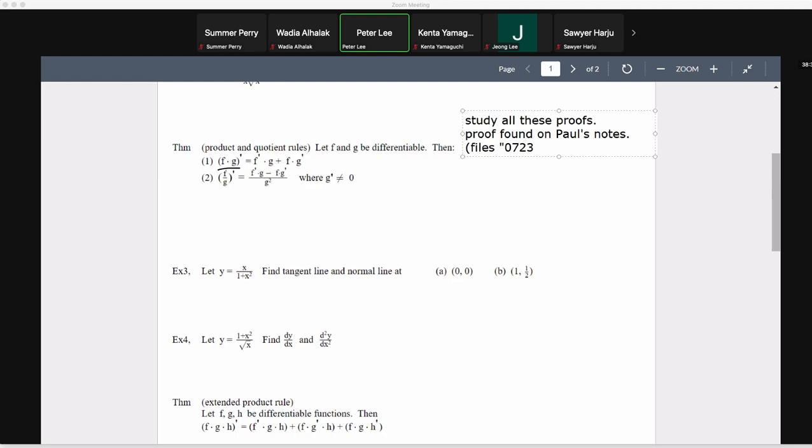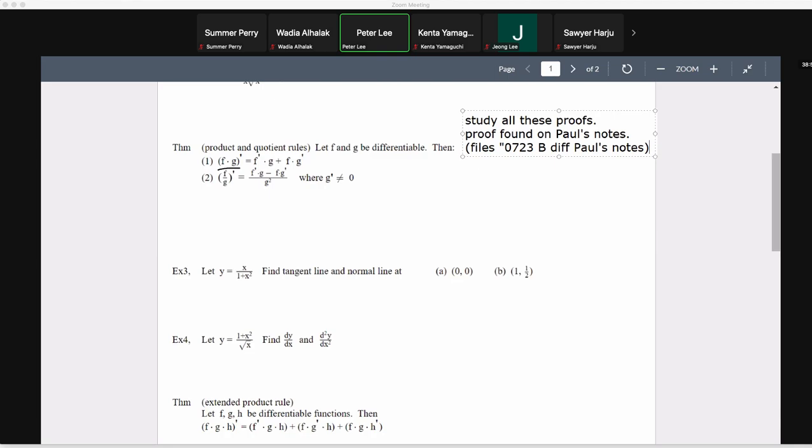0723, and then I call it B, then I call it diff, then Paul's notes. That's what I named it, okay? If you open up that file, which is right after this file, then you will see the notes there. And on that file, you will find all the proofs, okay? Or, of course, all these proofs are found in any calculus textbook.